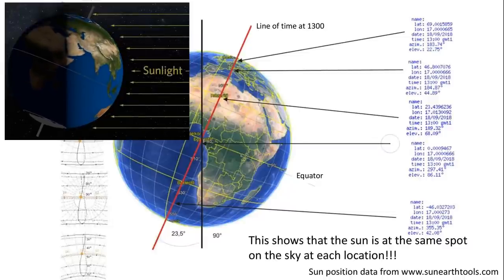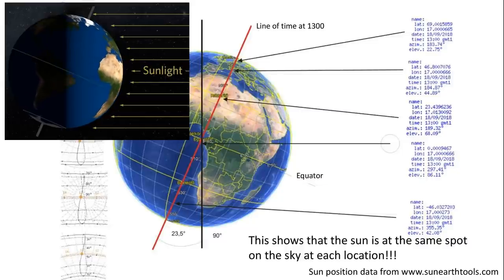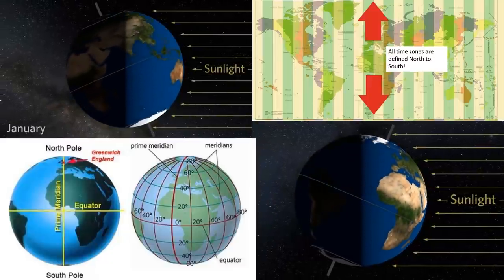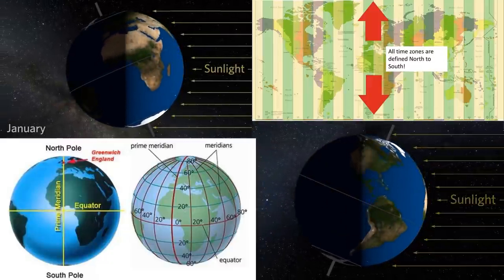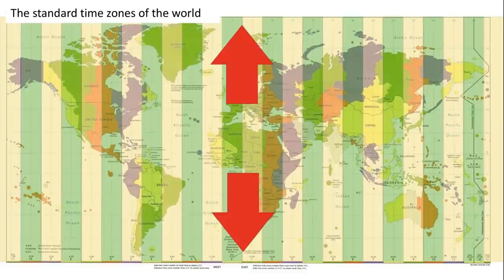This chart from sunearthtools.com shows that the sun is at the same spot in the sky at its location, in a diagonal form, despite that the sun's rays are hitting Earth at a straight angle. The conclusion is that both the temperature around the equator and time zones do not match with the globe Earth model.